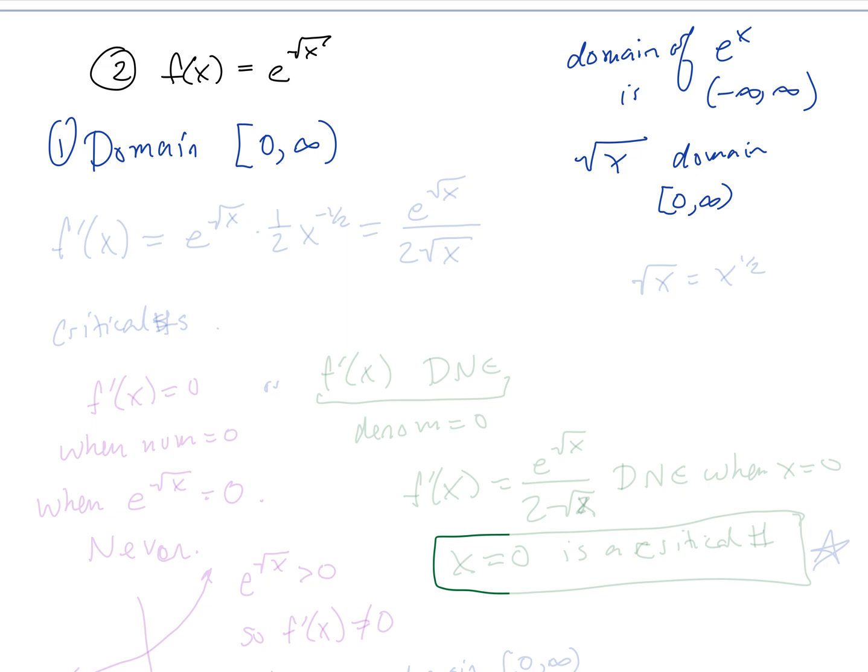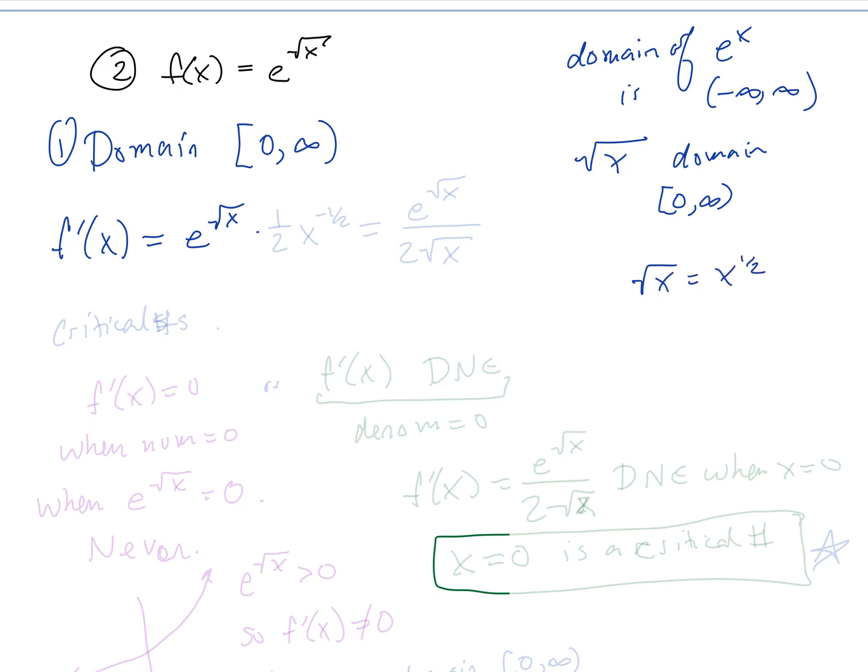Now we want to find the intervals over which the function is increasing or decreasing, and then also find all the relative maxes and mins. To do that, we're going to use the first derivative test. So we're going to take the derivative f prime of x. This is a chain rule: e to the something is the outside function, and the derivative of e to the something is just e to that something, multiplied by the derivative of the inside. Note, square root of x is the same thing as x to the 1/2 power.